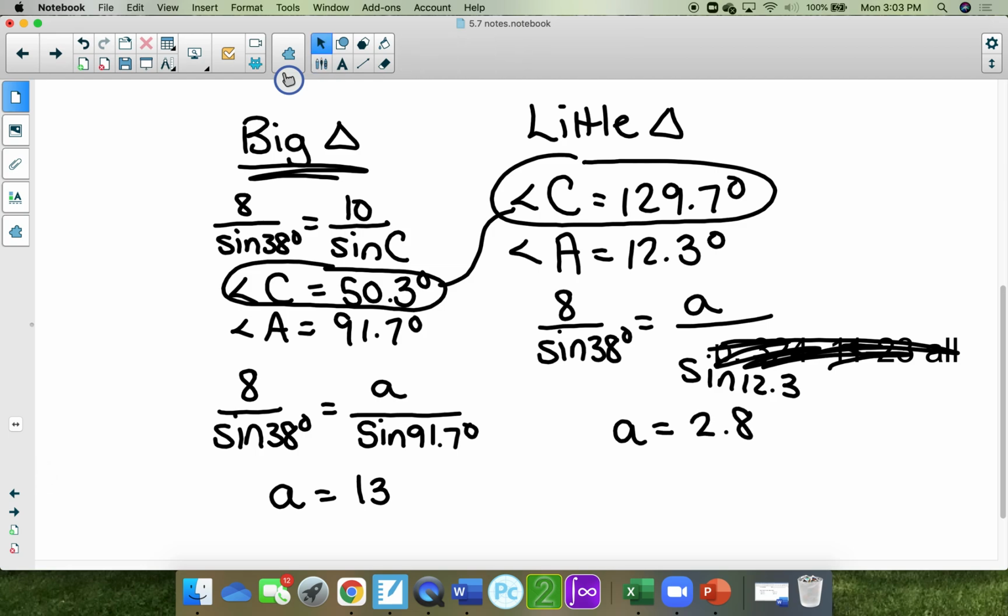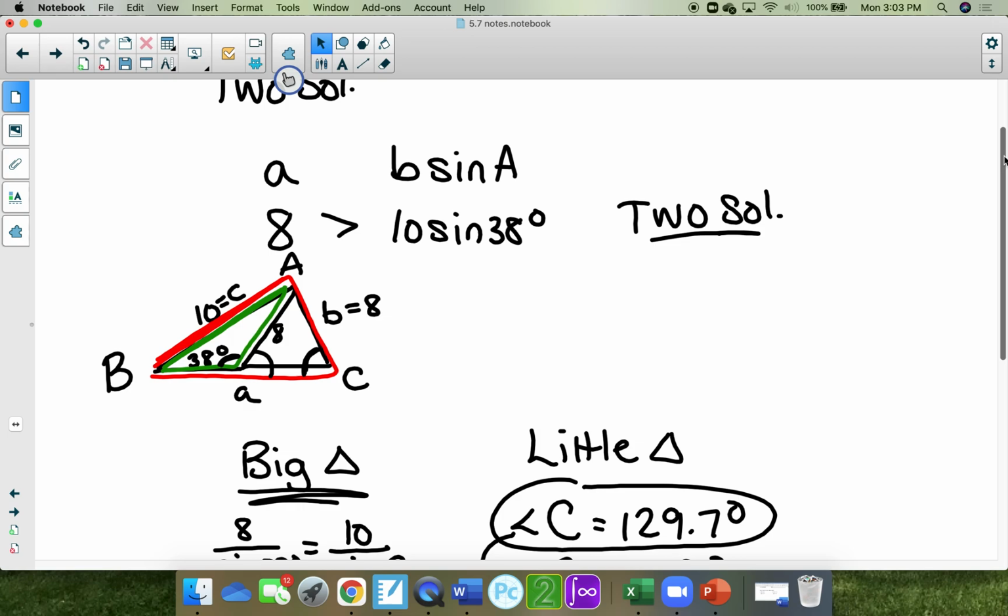So hopefully you understood how to do this. The big triangle and the little triangle. Ambiguous cases. You can also watch the movie again, but the most important thing is to understand that this isosceles triangle over here helps you find the green, this angle right here.